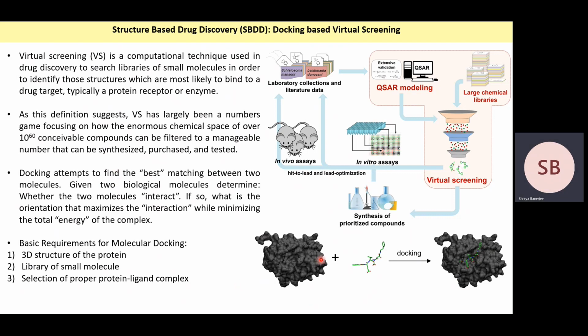And docking is a part of this virtual screening. So basically how the virtual screening is done is that docking is done through docking softwares to find the predicted binding affinities of the small molecule and the biological macromolecule. So that can be done if the 3D structure of the protein is known, if a small molecule library is available, and the proper protein ligand complex is known. So once that is known, different docking softwares can predict the binding affinity between the protein and the small molecule.